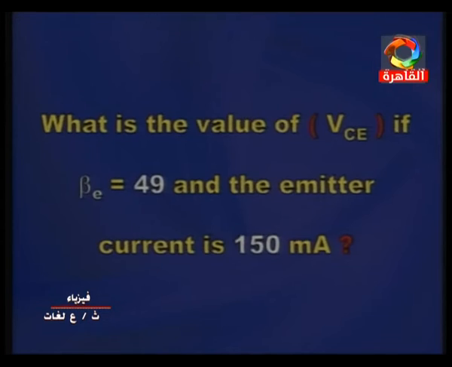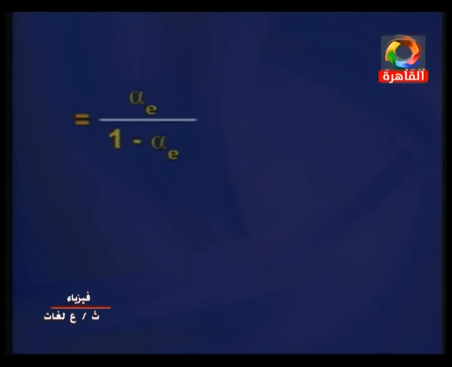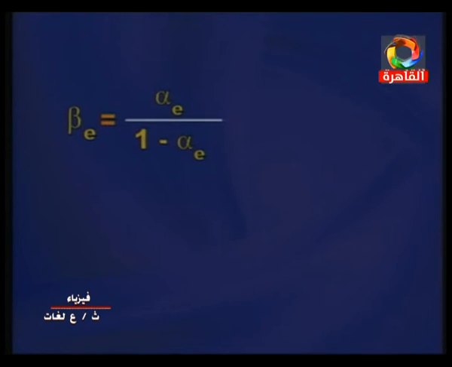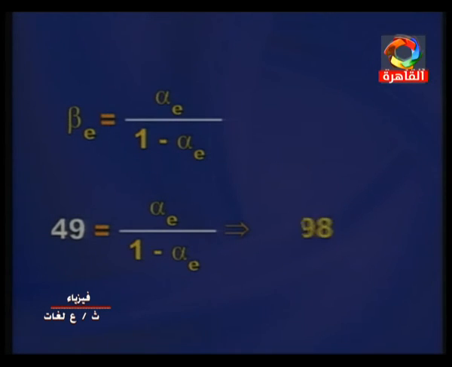What is the value of VC if the current gain beta E is equal to 45 and the emitter current is 150 milliampere? Milliampere should be converted by times 10 to the power of negative 3. So beta E is given to be equal to 45. It's easy to determine alpha E. Beta E is equal to alpha E over 1 minus alpha E. So 45 is equal to alpha E over 1 minus alpha E. In this way, we've obtained the value of alpha E. It is 0.98.